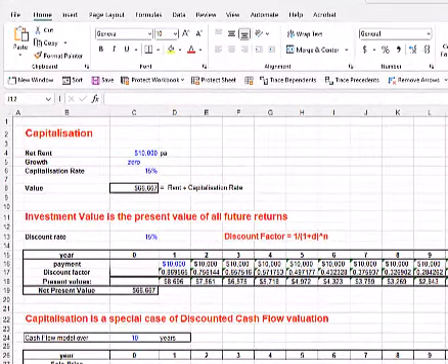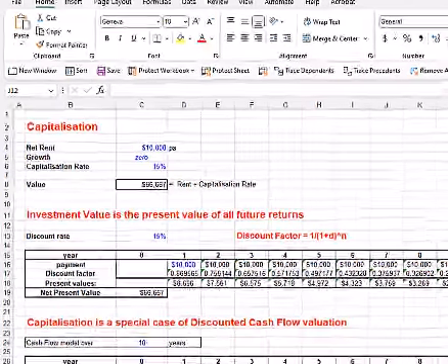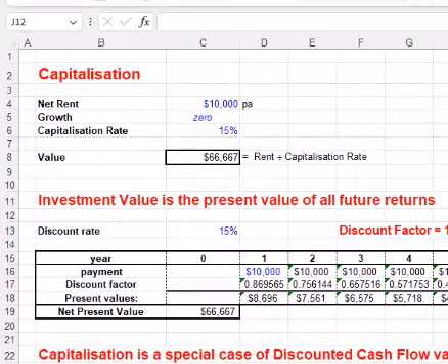When we do that and we discount it by a discount rate of 15%, we find that the first rent, which I'm assuming will be received at the end of the first year, is discounted down to $8,696. And that's achieved by using a discount factor, where the discount factor is simply 1 divided by 1 plus the discount rate, in other words 1.15 in this case, raised to the power of the period number. In this case, the period number is 1 because it's the end of the first year.